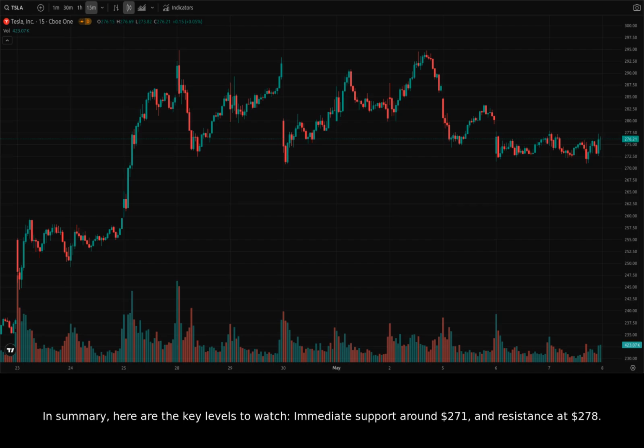$271 and resistance at $278. A break below $271 could lead to a test of lower support levels, possibly down to the $260 range. If the price can break above $278 and sustain that level, we might see a push towards $285. Given the current mixed sentiment and news flow, my unbiased prediction is sideways movement is the most likely.